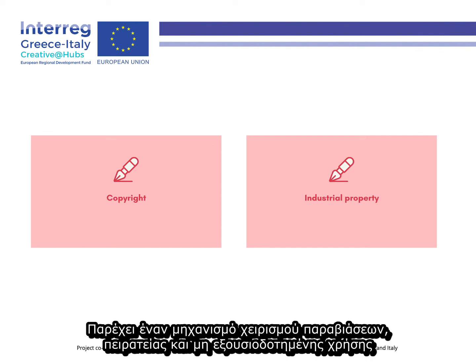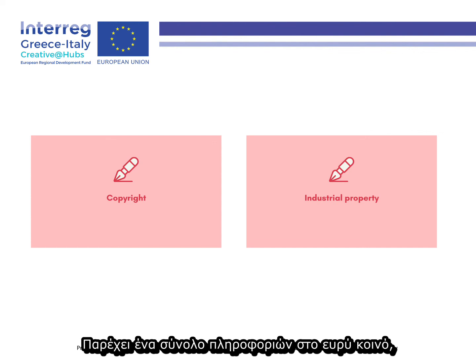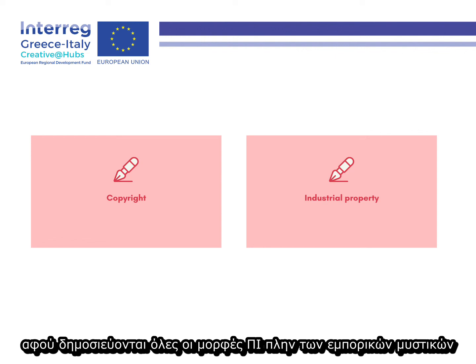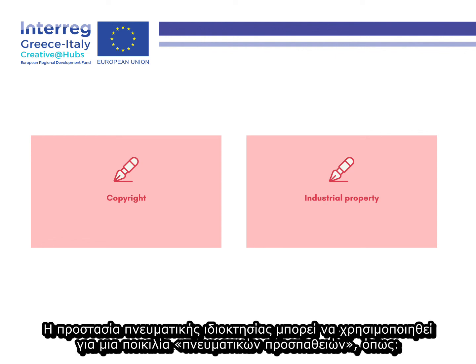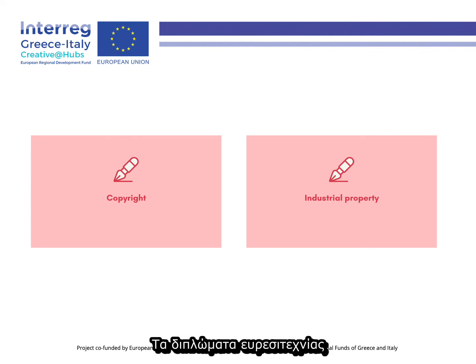IPR enhances technology advancement in the following ways. It provides a mechanism of handling infringement, piracy, and unauthorized use. It provides a pool of information to the general public since all forms of IP are published except in case of trade secrets. IP protection can be sought for a variety of intellectual efforts including patents.